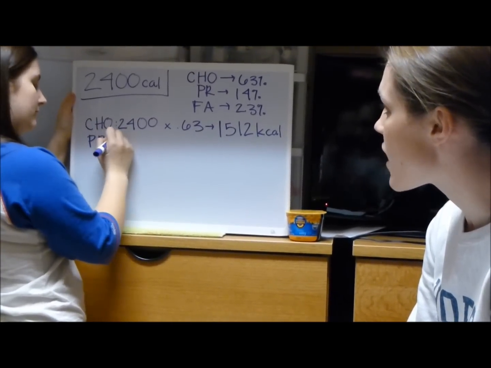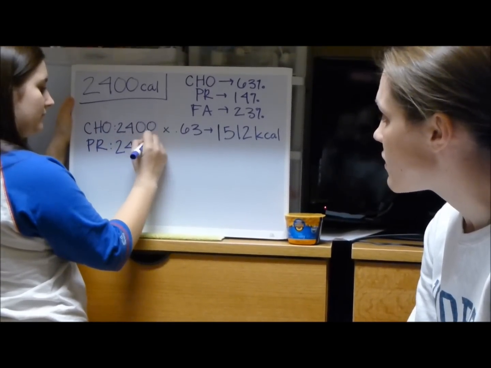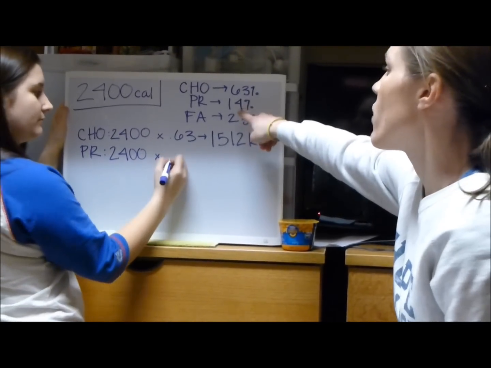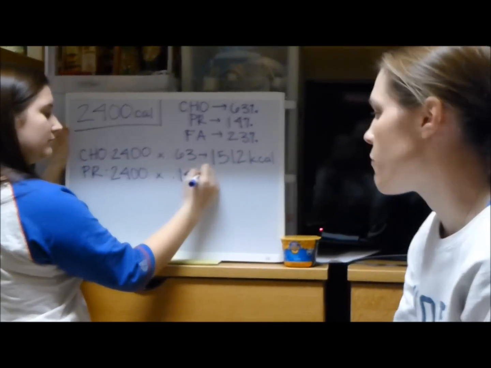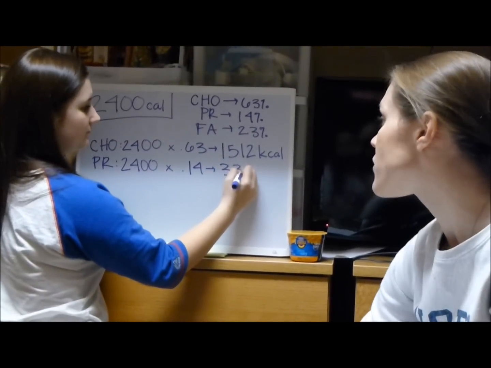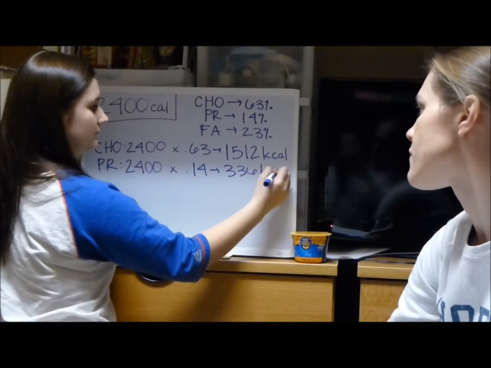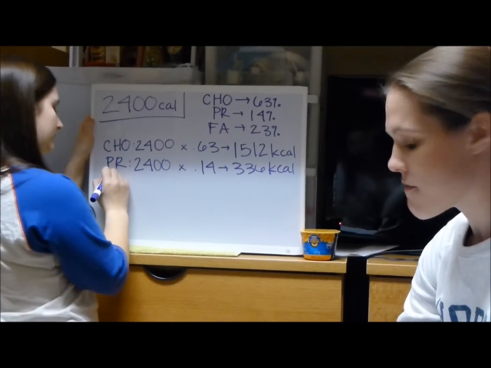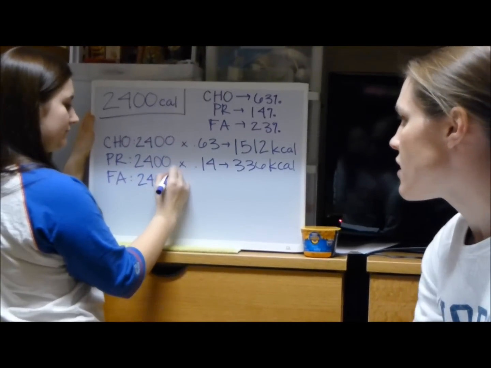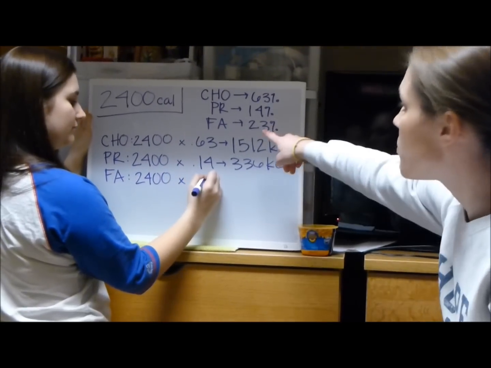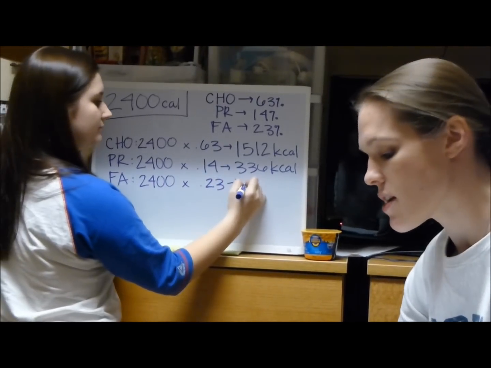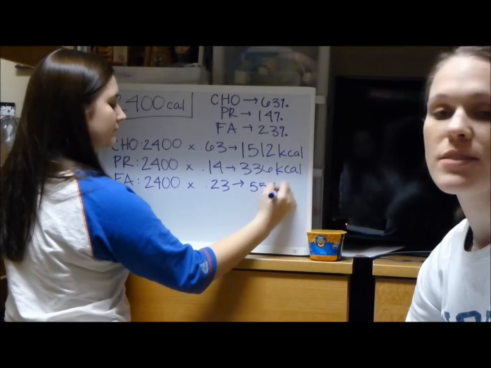So because she can have 2,400 kilocalories per day, we're going to multiply that now by 0.14, which is the equivalent of 14%. And that gives us 336 kilocalories per day. Now for fats, again, we're going to use our 2,400 kilocalories times 0.23 to mean 23%, and that gives us 552 kilocalories per day.